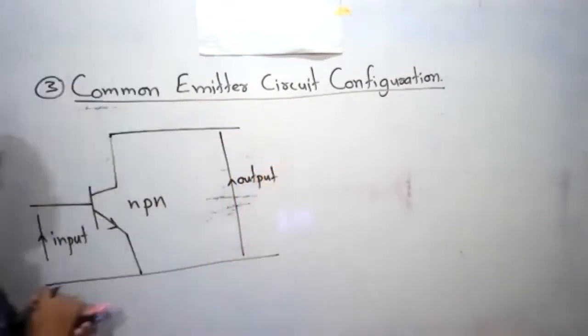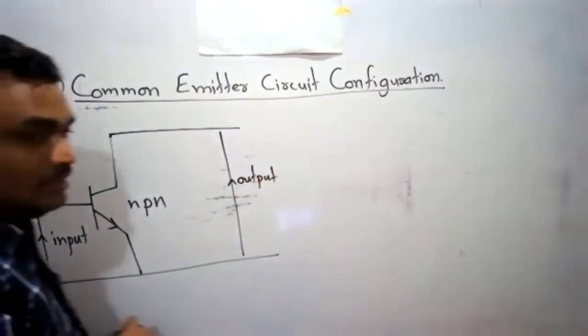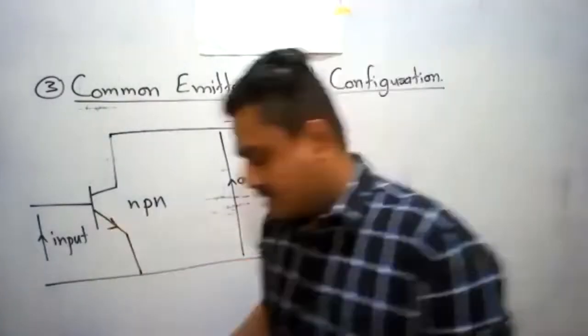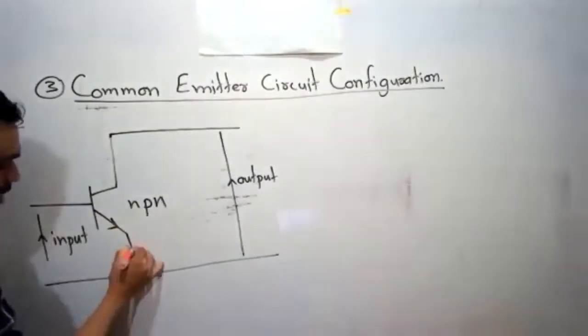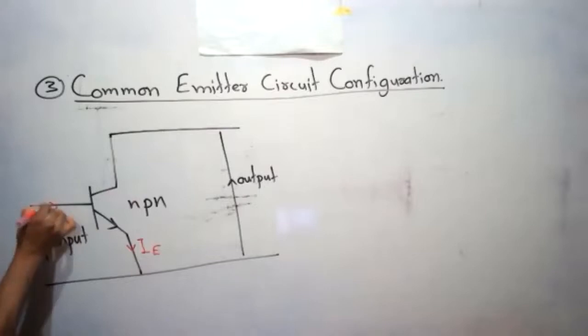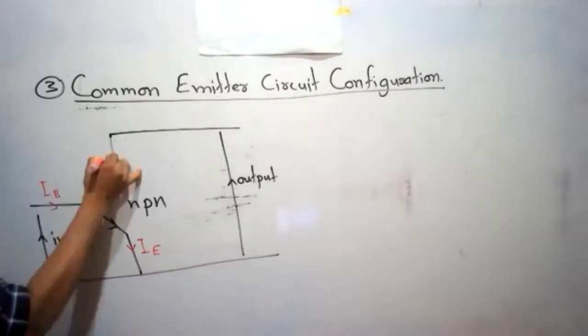Got it? Then if emitter current, arrowhead is away from the transistor, it means emitter current flows away from the transistor. If emitter flows away, base current flows in, collector current flows in.